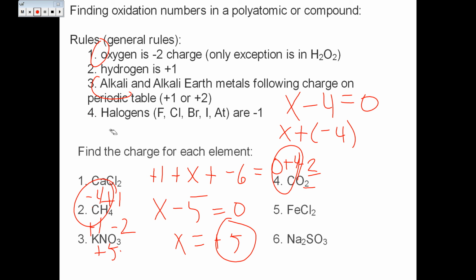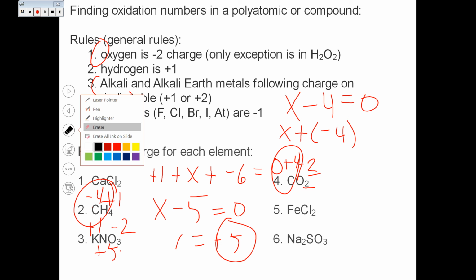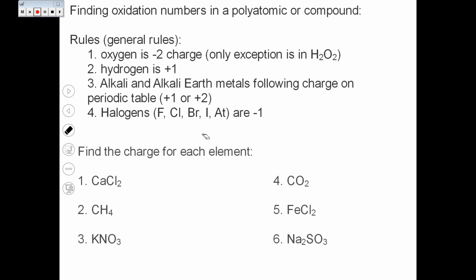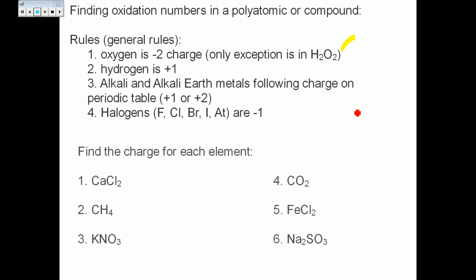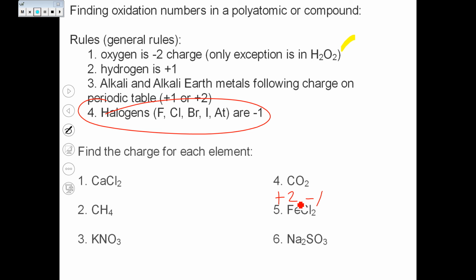All right, let's take a look at number 5. Chlorine is on this list, so we're going to say that it's a -1. And then in order for the iron to balance with the chlorines, iron has to have a +2 charge. So +2 iron plus -2 from the chlorine adds up to the neutral 0.